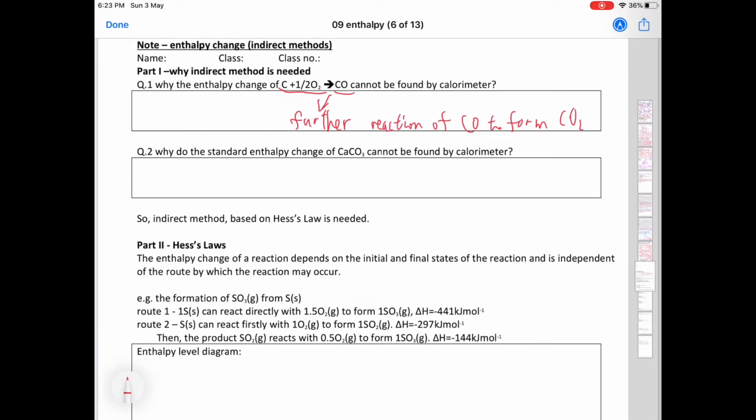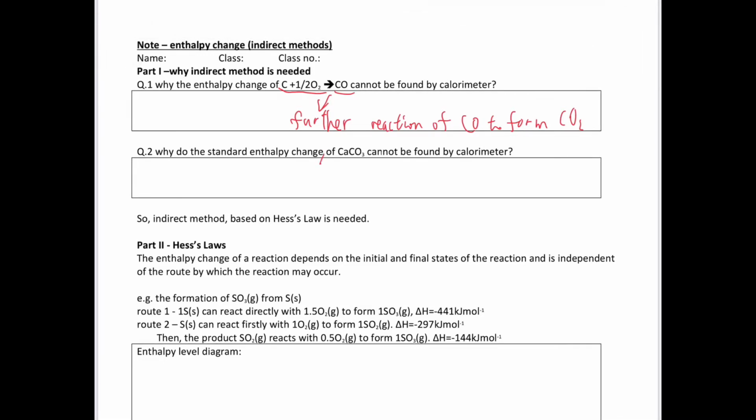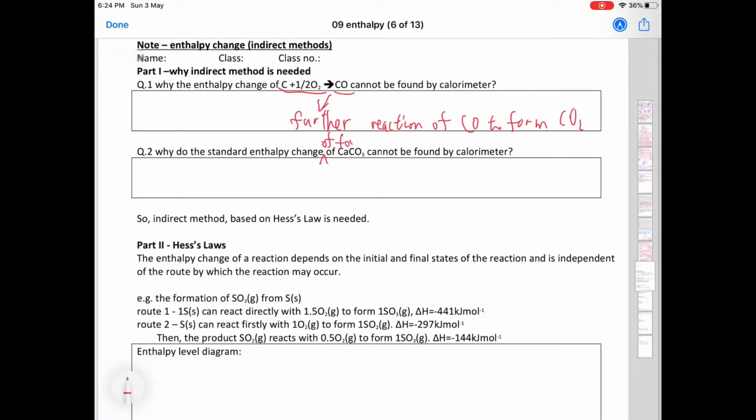Then the second question: for example, the standard enthalpy change of formation of CaCO3 cannot be measured by a calorimeter. Why? If you have no idea, write down the formula first. For forming 1 mole of calcium carbonate solid, we need 1 mole of calcium metal, 1 mole of carbon in the form of graphite, which is its standard state, and then 3/2 mole of oxygen gas.